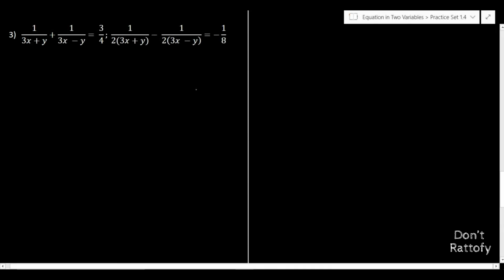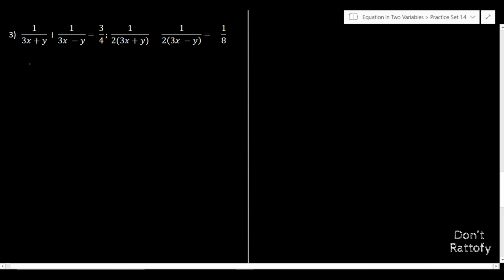Now this is the last sum we are going to do from practice set 1.4. This is a bit complicated sum, but I hope you will understand this. Okay, make sure you have all your concentration on this sum. Okay, a very important sum and a complicated one too.